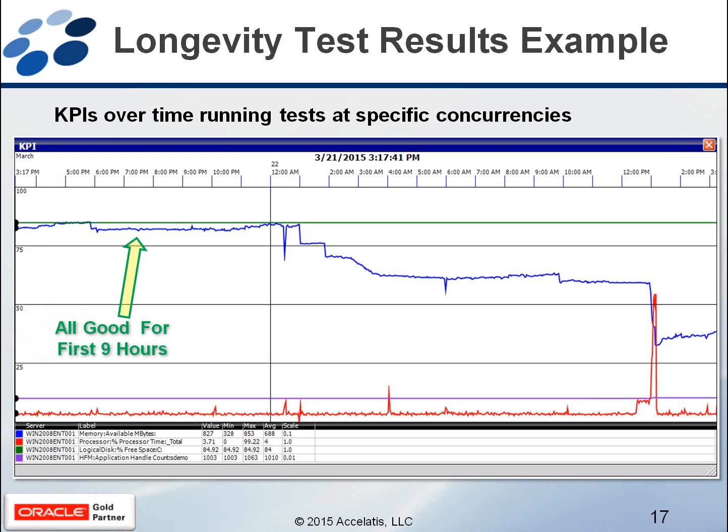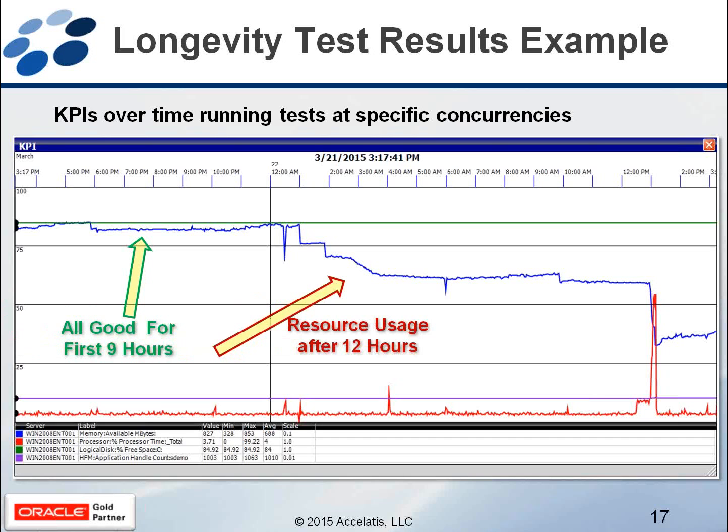So what's interesting is that for the first 9 hours of this test, all the resources were nice and flat. If we ran this test for 8 or 9 hours and stopped, we'd say, hey, this system's in good shape. Everything's leveled out, it's stabilized. But something funny happened after 10 hours or so, or after 12 hours: you start to see the memory usage going up, so the available memory is going down. We would not have seen that had we stopped the test earlier.